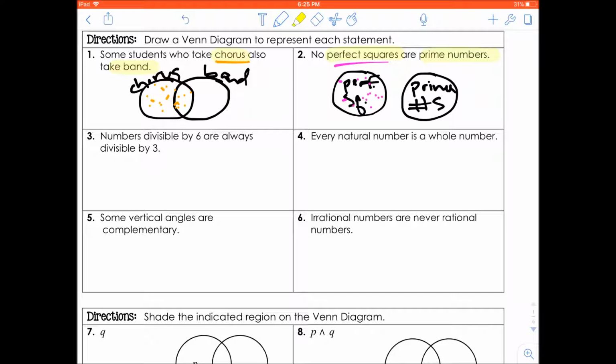Let's skip down and let's do number 6 now. Let's go through number 6. So it says irrational numbers are never rational numbers. Okay, so one category I'm going to highlight again. Here's irrational numbers. Another category, rational numbers.